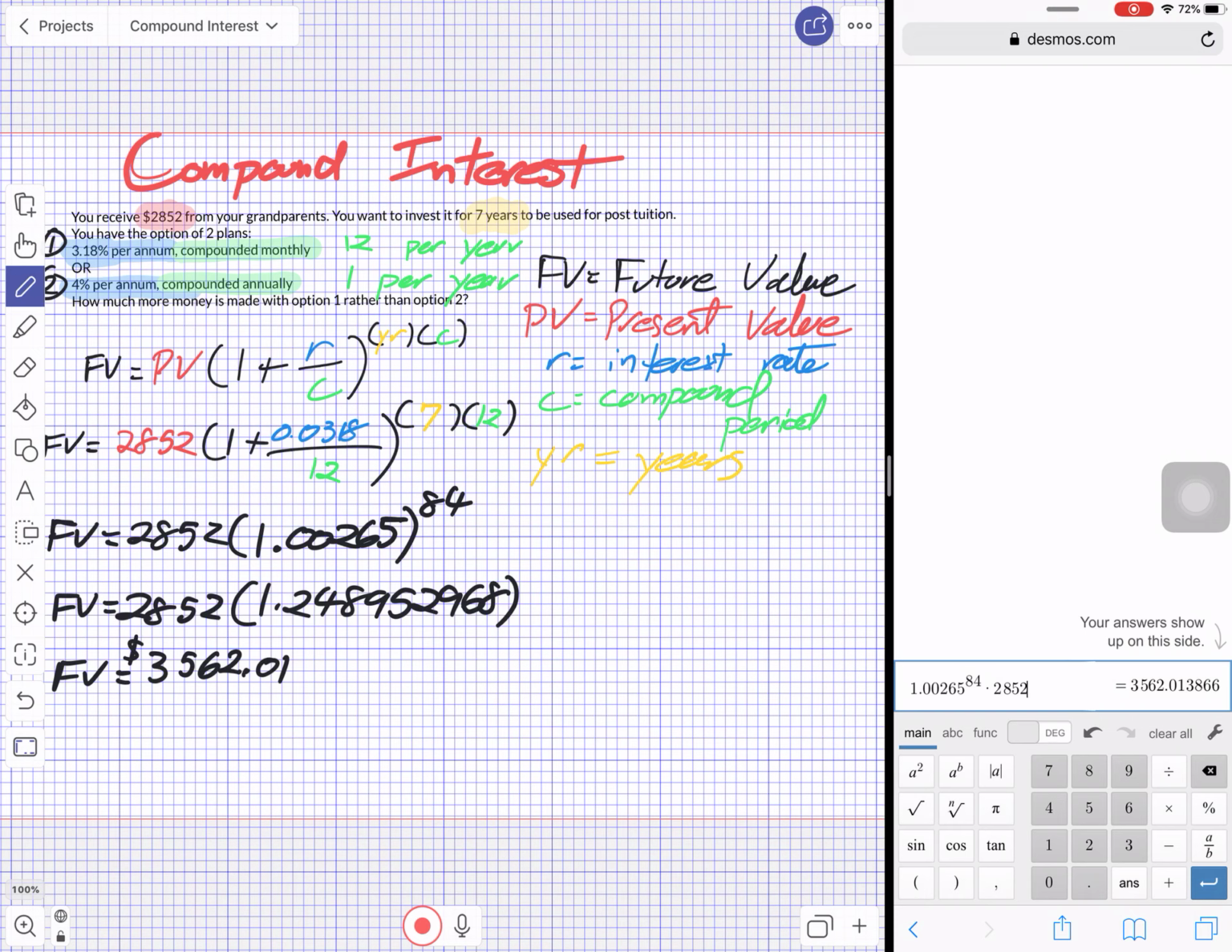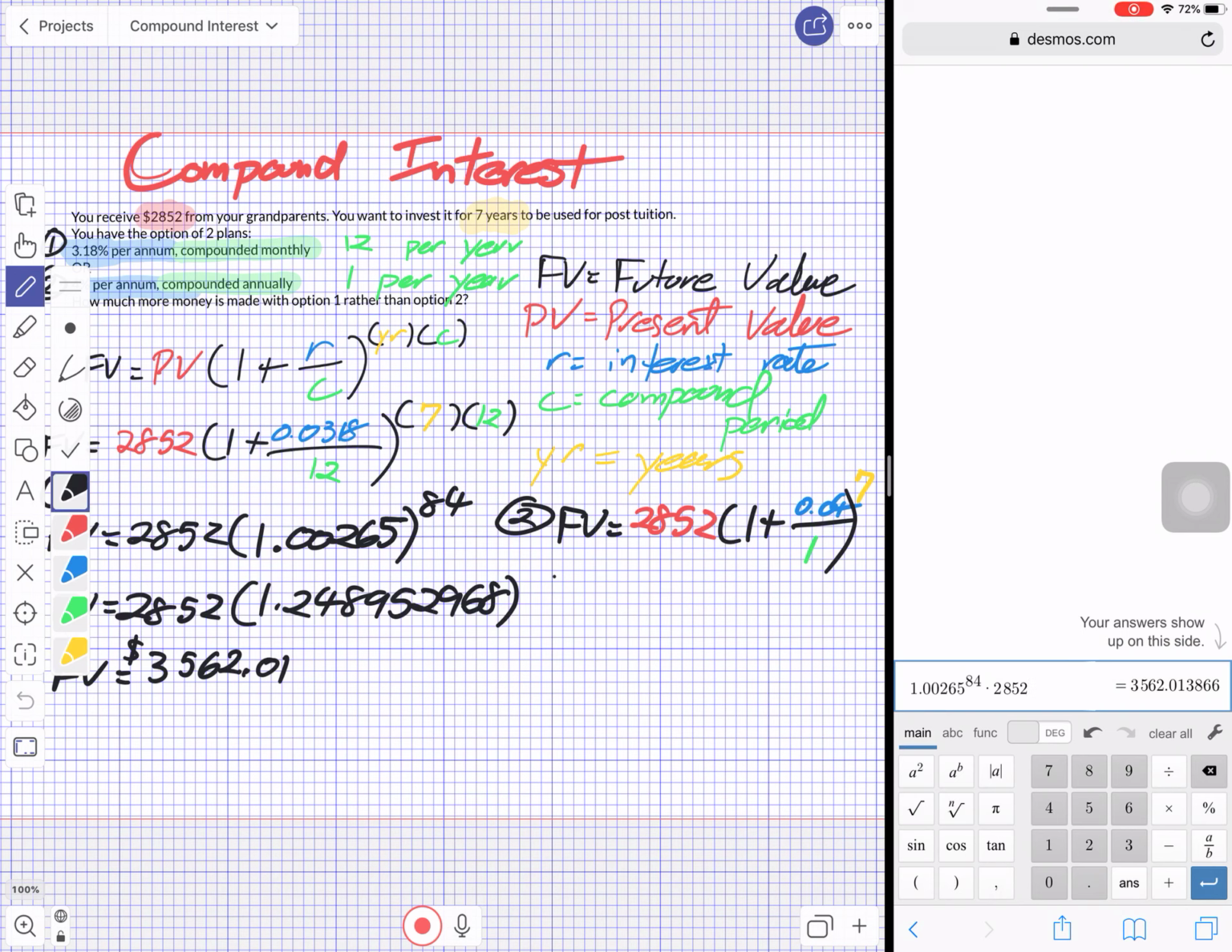Let's do option two. Option two, I should have written a 1 here. Option two, our future value is equal to, we still have the same present value, 2,852, times 1 plus. This time the interest rate is a little different. The interest rate is 4% divided by 100, so as a decimal it is 0.04. Divided by, the compound period is just 1, unlike the other situation. It's only compounded annually, so far less often. Which means when we multiply it by the years, 7 times 1, I'm just going to write 7 because 7 times 1 is 7. Also, I was running out of space.